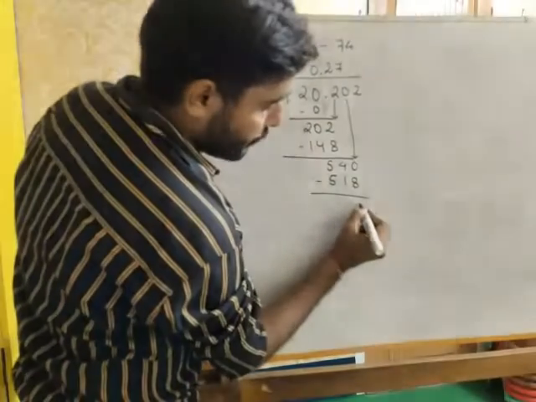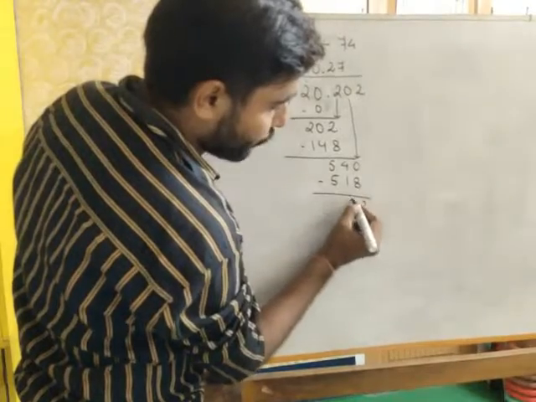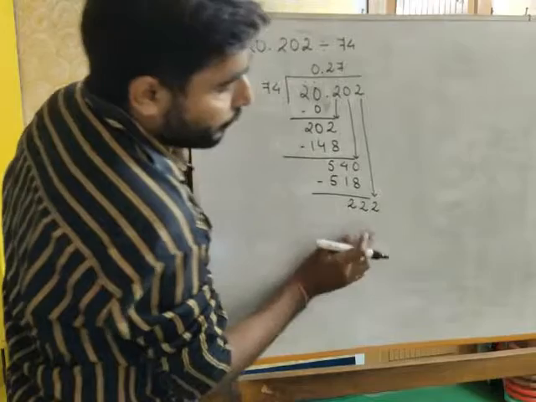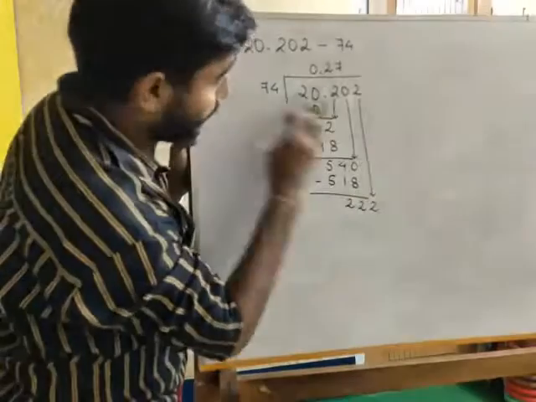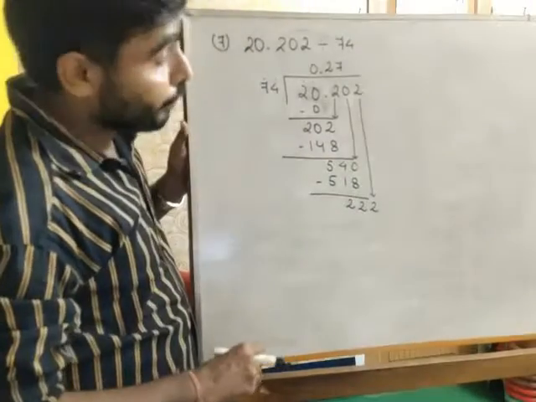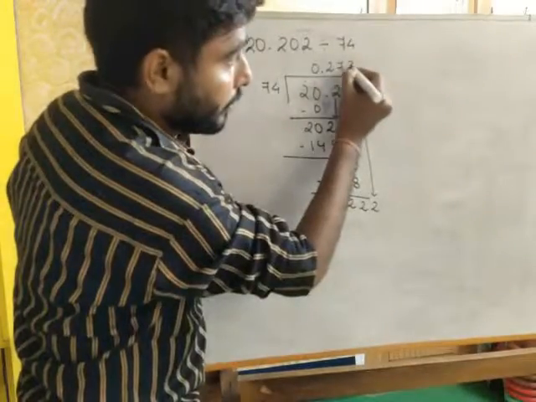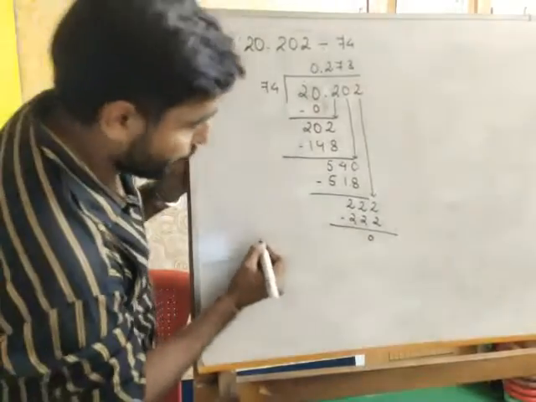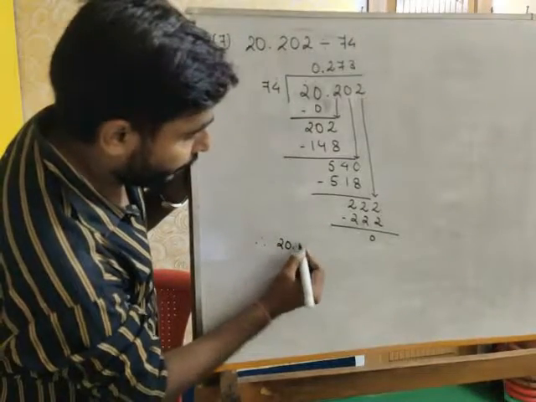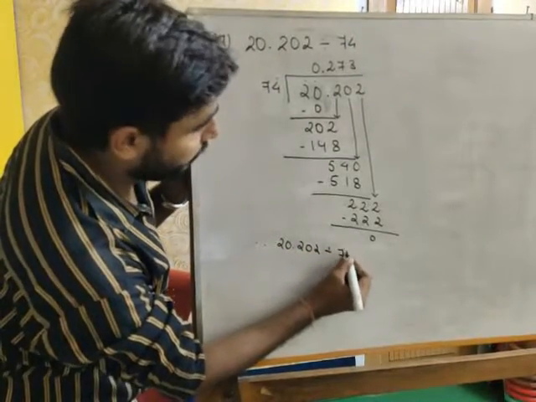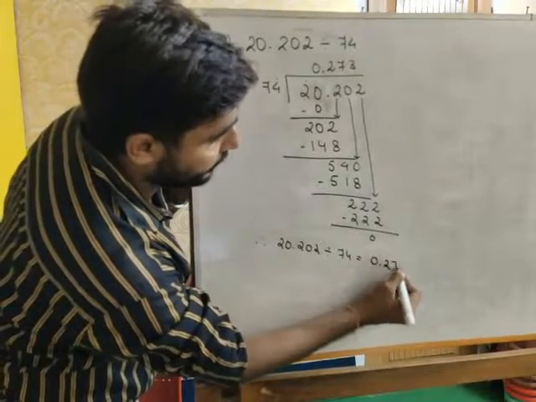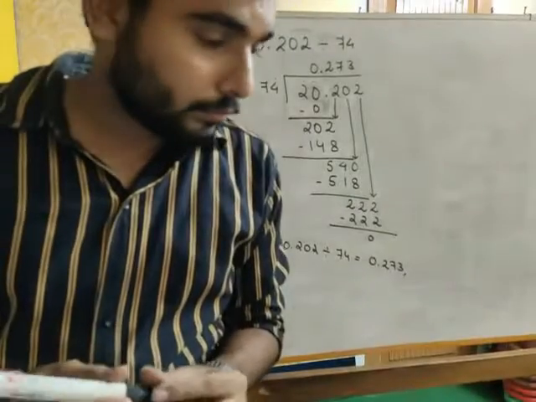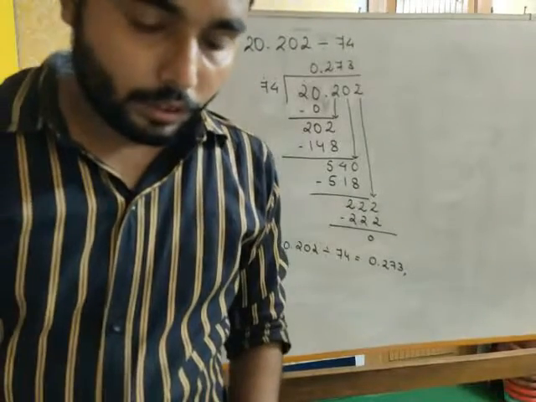So 10 minus 8 is 2. Here it became 3. 3 minus 1 is 2. 5 minus 5 is 0. So now, just now I did 74 into 3 and it gave 222. So it will be 3 times and it will give you 222. After subtraction, remainder is 0. So therefore I can write 20.202 divided by 74 will give you the quotient as 0.273. Any doubt? Anyone?